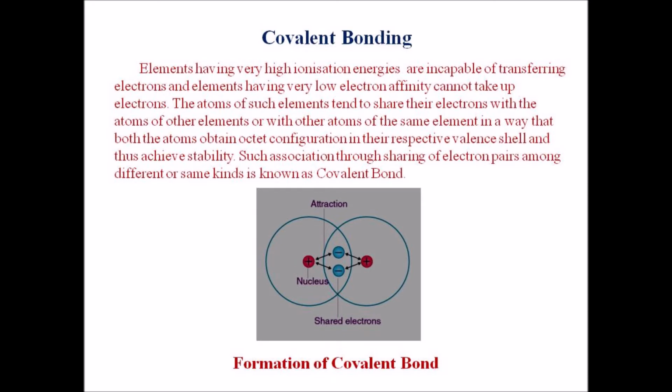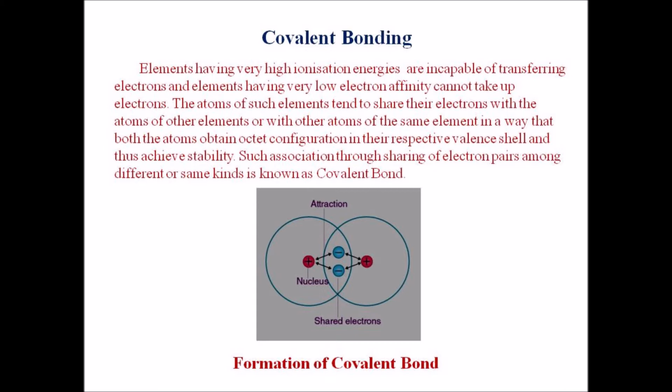Elements having very high ionization energies are incapable of transferring electrons, and elements with very low electron affinity can't take up electrons. The atoms of such elements tend to share their electrons with the atoms of other elements or with other atoms of the same element in a way that both the atoms obtain octet configuration in their respective valence shell and thus achieve stability. Such association through sharing of electron pairs among different or same kinds is known as covalent bond.